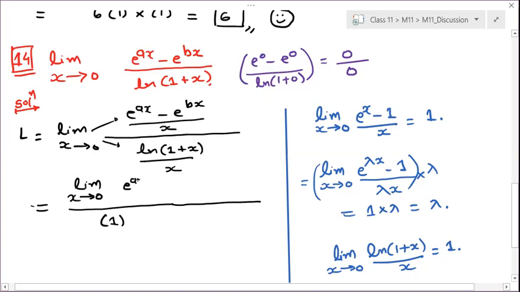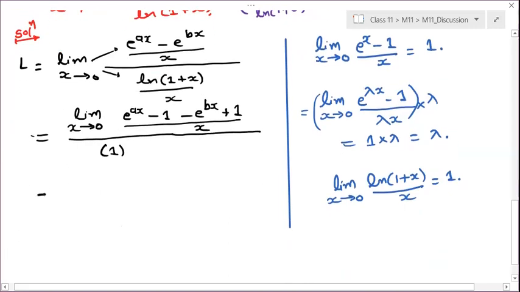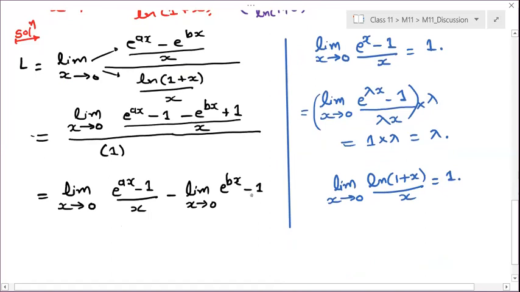So see over here, e to the power ax, I require minus 1 over here. If I am adding minus 1 over here, to remove this minus 1, I should add plus 1 or not? Okay. So if I'm adding minus 1 over here, so to remove this or balance this, I will add plus 1. So now I'll be left with limit x tends to 0, e to the power ax minus 1 whole divided by x. Now I'm taking minus common, limit x tends to 0, so e to the power bx will become plus, this 1 will become minus 1 by x. Is it clear or not? Right, e to the power ax minus 1 by x and e to the power bx minus 1 by x.